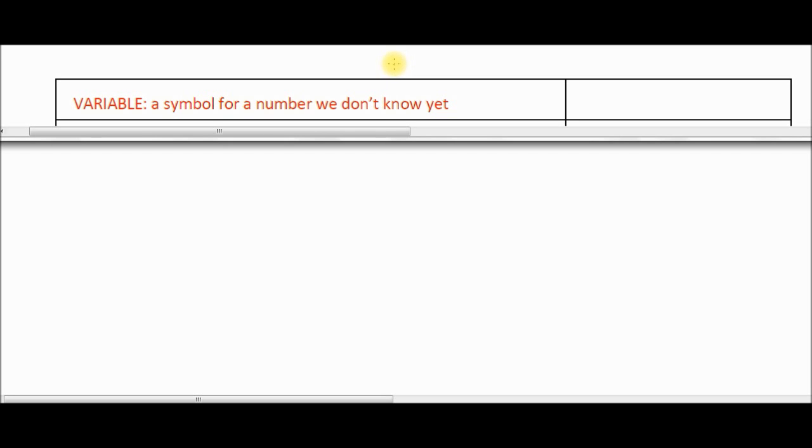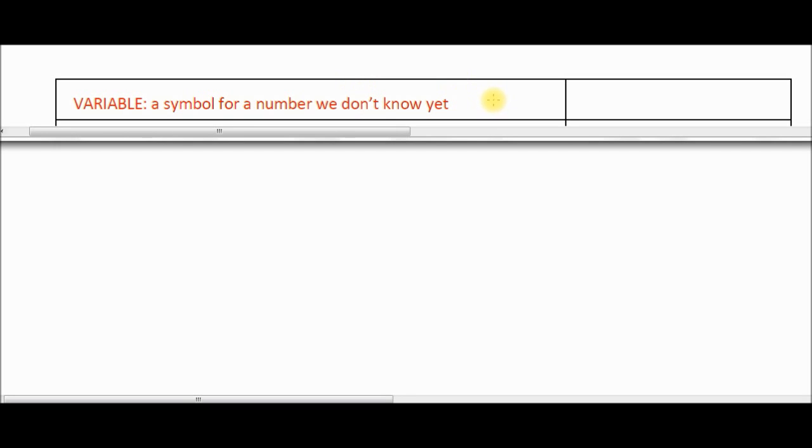You'll see it's basically a whole bunch of squares, just a table. And the first word we're going to talk about is this word variable. A variable is a symbol for a number we don't know yet. You may have to pause the video to write the lines to keep up with me, because I'm going to move on. But get that definition written and then we'll continue.